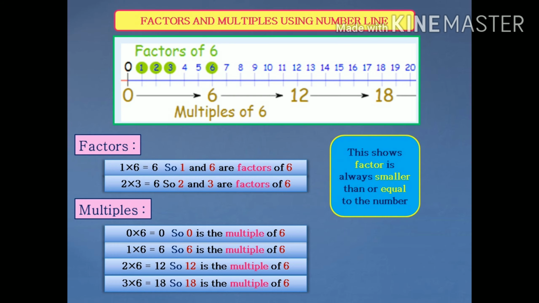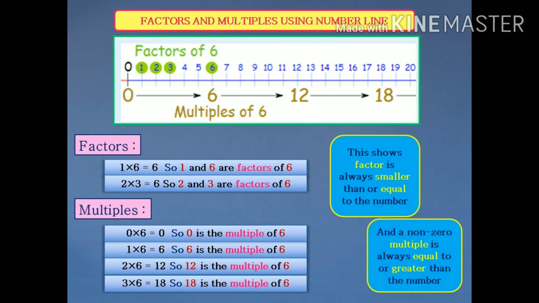This shows that factors are always smaller than or equal to the number, and a non-zero multiple of a number is always equal to or greater than the number.